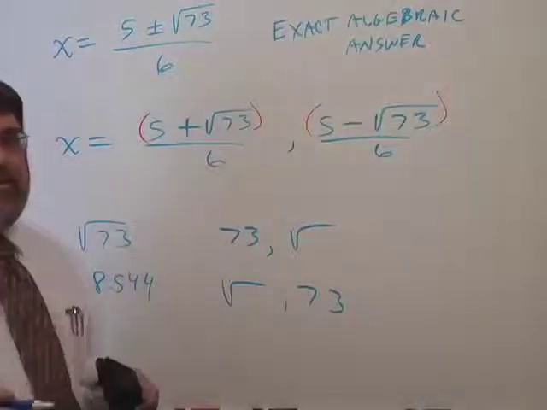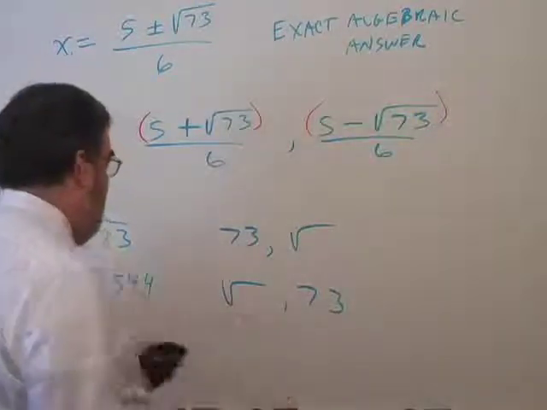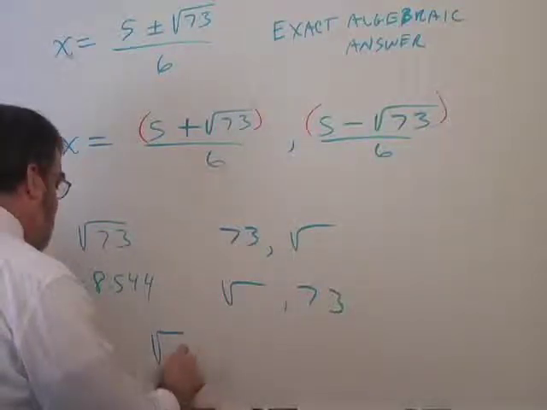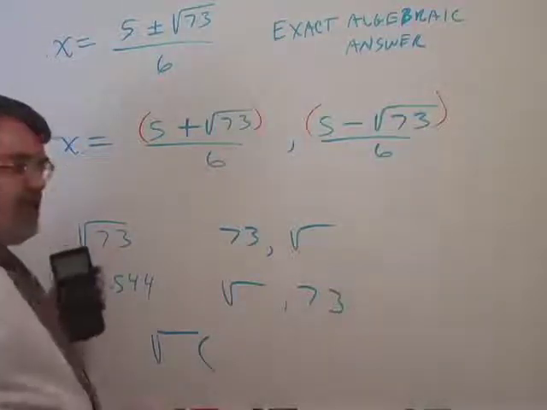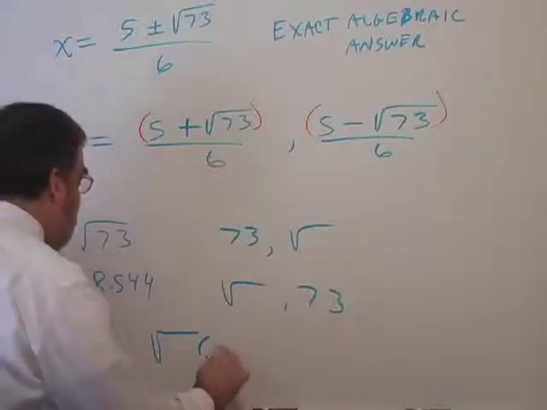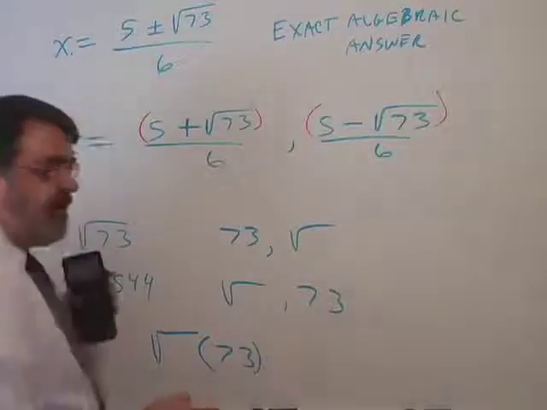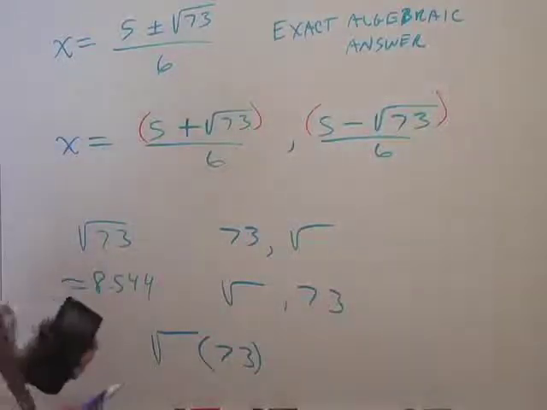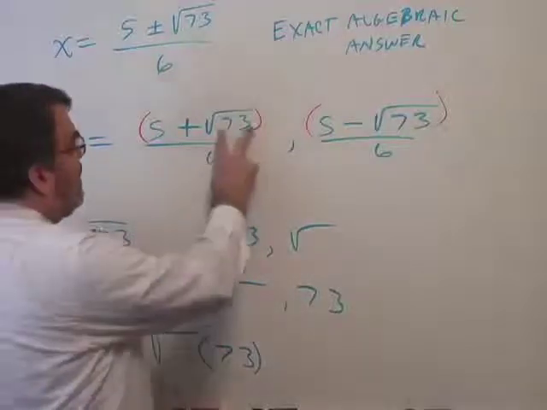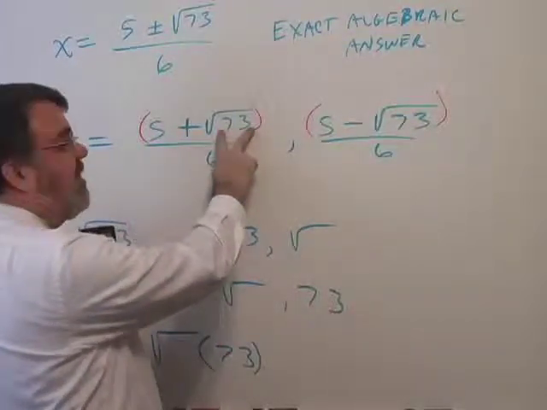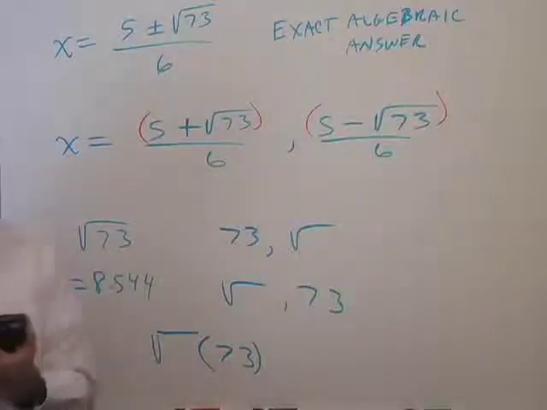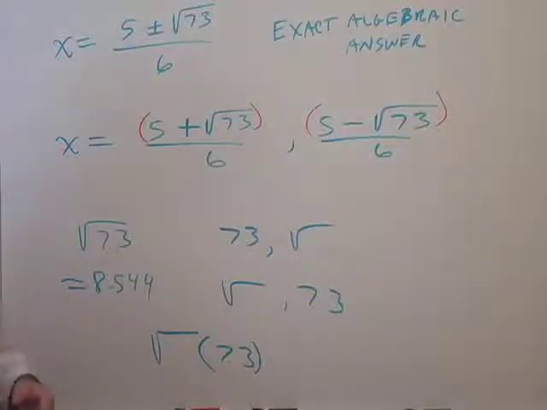Some calculators, if you lead off with the square root button, will throw a little parentheses in here, and then you'll type in your number, and then you have to close the parentheses. So for those of you with those types of calculators, you may have an extra set of parentheses around your number here, in this case 73. You may have yet another set of parentheses. That shows up on a lot of current calculators.